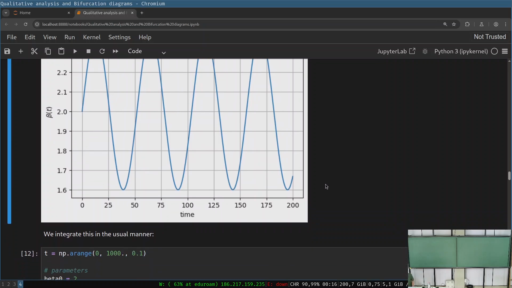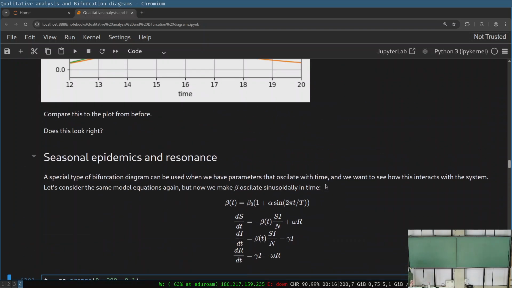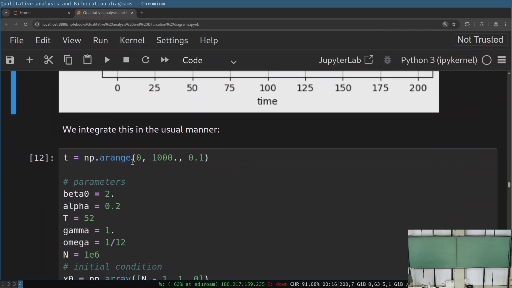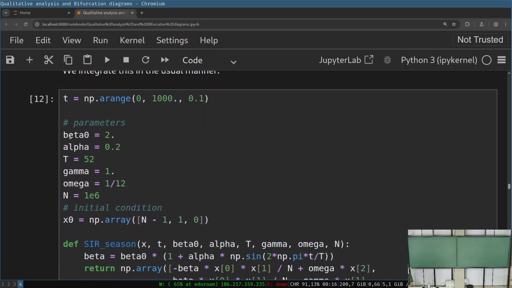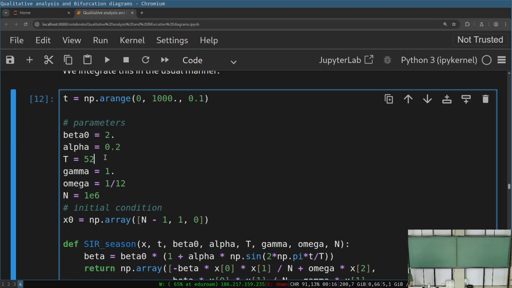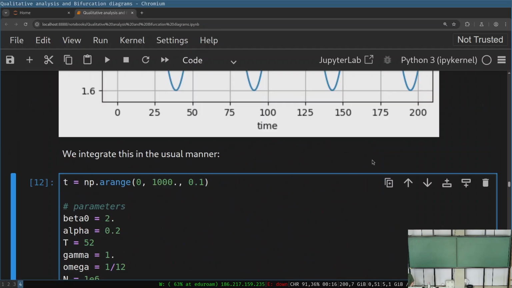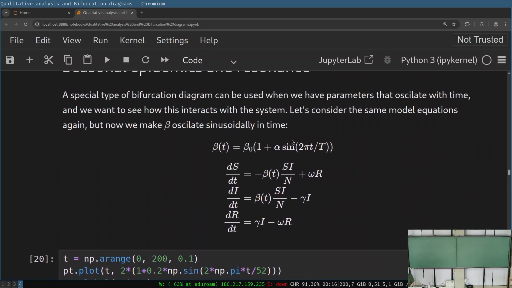So, what do we do? Well, we have a model. We want solutions. So, let me increase again here. What is the difference now? I have here beta 0, alpha, the period over here. And now you see that this t that was always here, now we are actually going to use t inside the model. Now beta is beta 0 times 1 plus alpha times the sine of this guy here. That is exactly what I wrote over here.